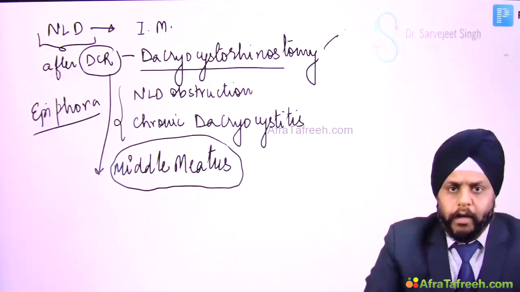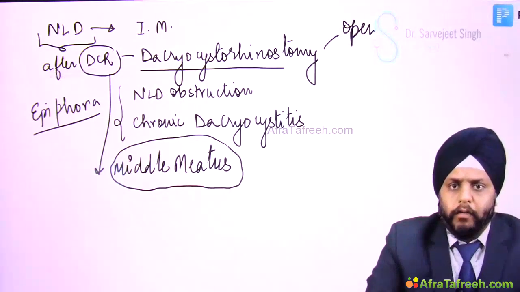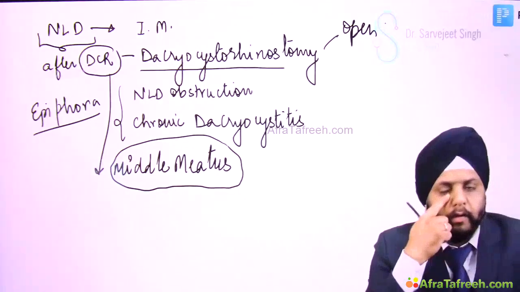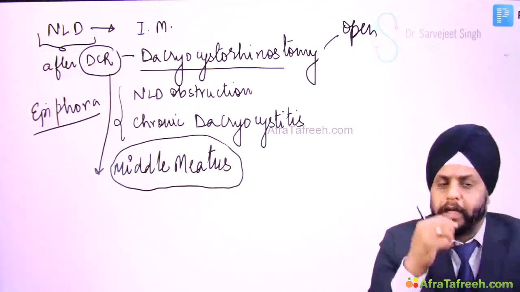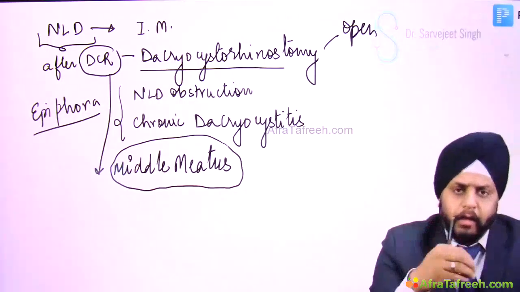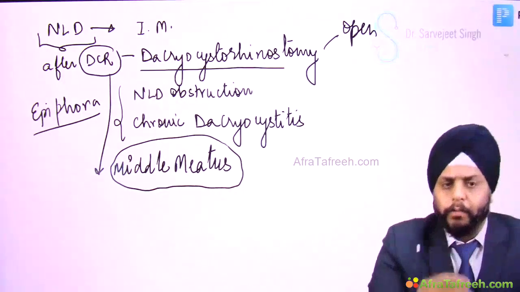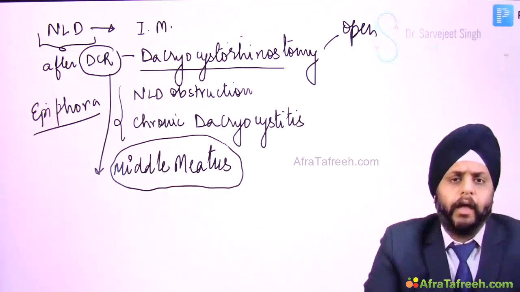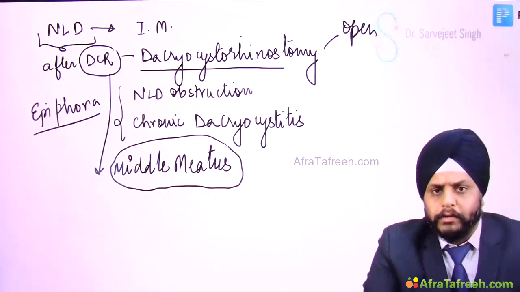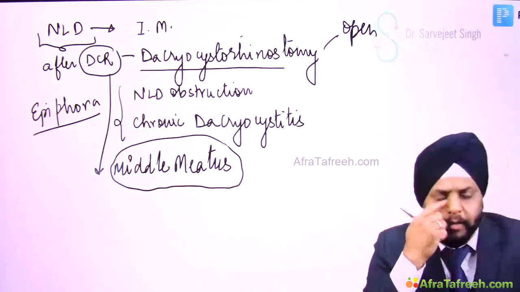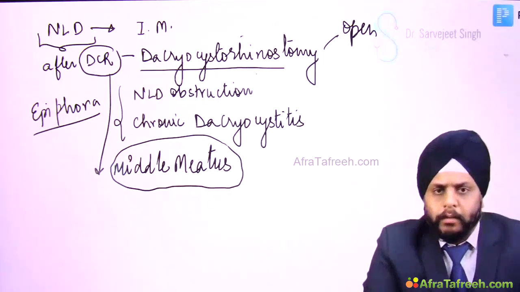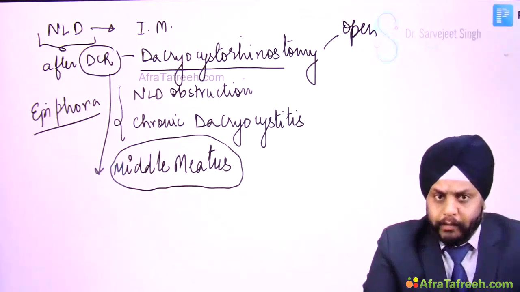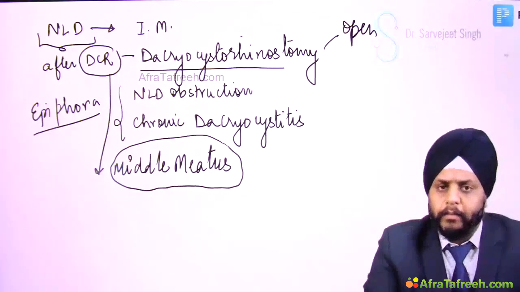Right? Remember, you can do DCR two ways. One is the open DCR, that is done from the face. You give an incision on the face and then you trace the lacrimal sac, and then from the lacrimal sac you make a new opening in the nasal cavity. This surgery is generally done by ophthalmologists, oculoplastic surgeons. They try to minimize the amount of scar. But you see, nobody wants a scar on the face, however minimum it may be.